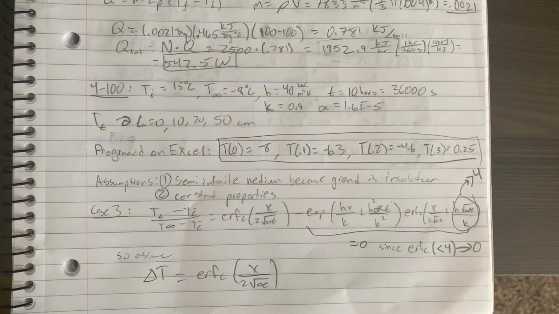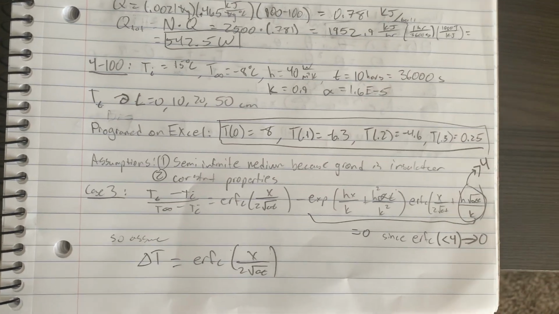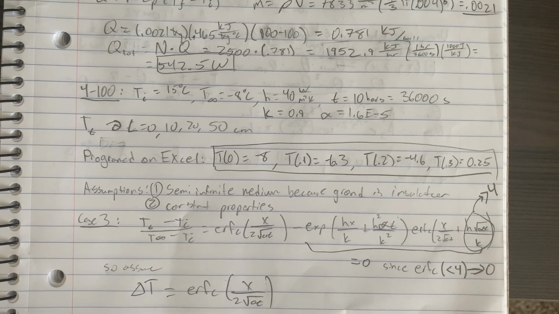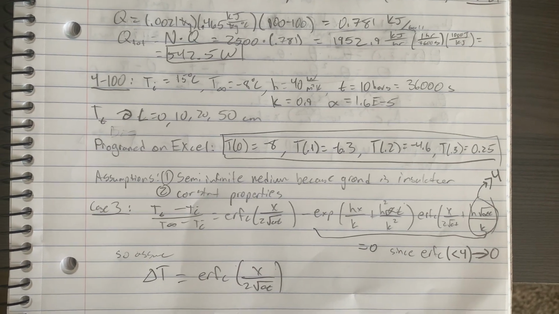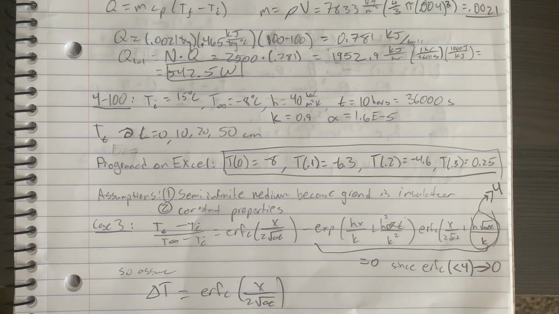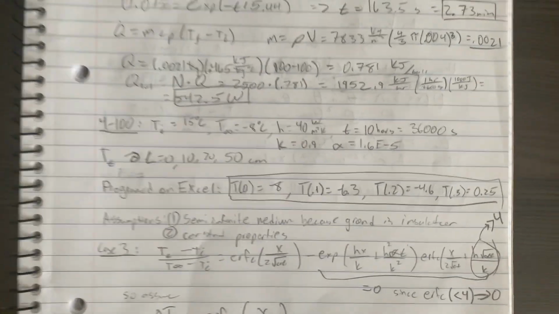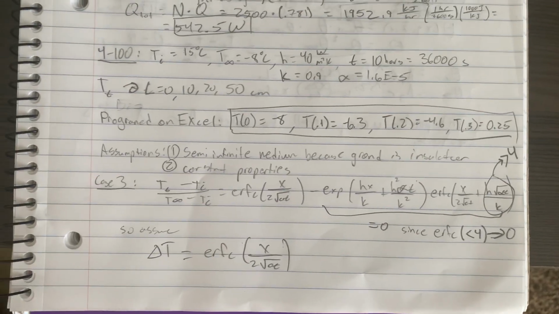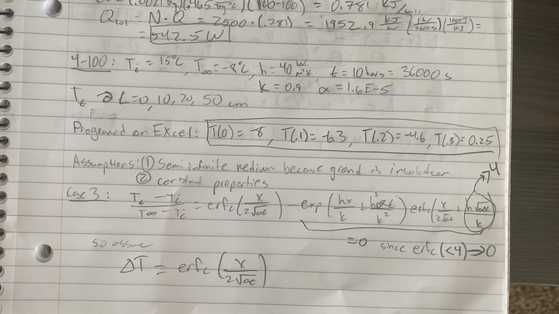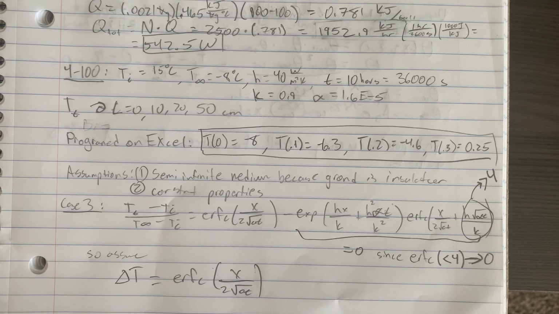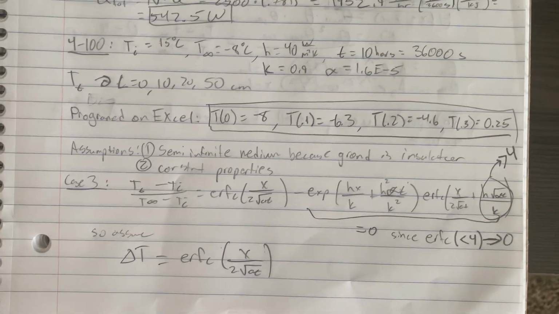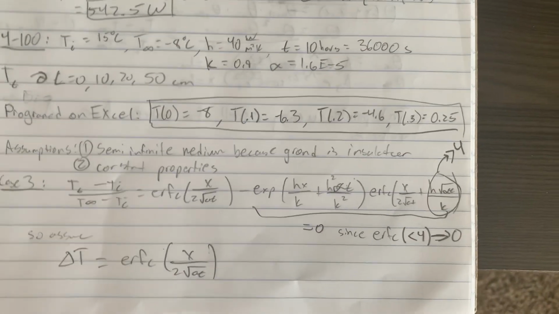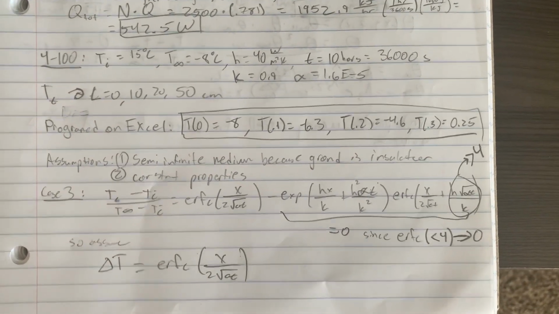For the next problem, I used Excel just to make it a little quicker for each temperature depth, but you still set it up the same way with a semi-infinite medium, because you can assume the ground's good insulation and constant properties. And since that far right term in the case 3 for the semi-infinite medium is greater than 4, the erfc of a number greater than 4 is going to go towards 0.